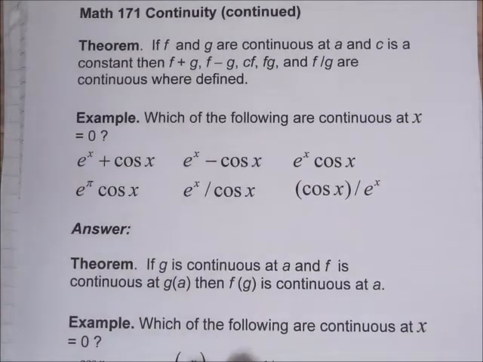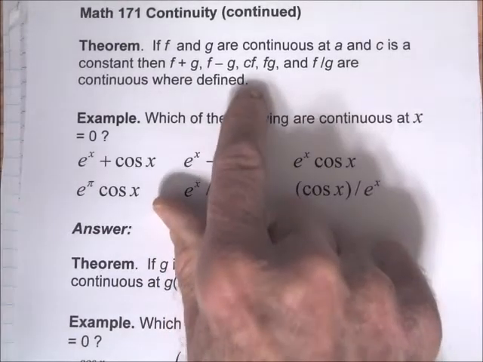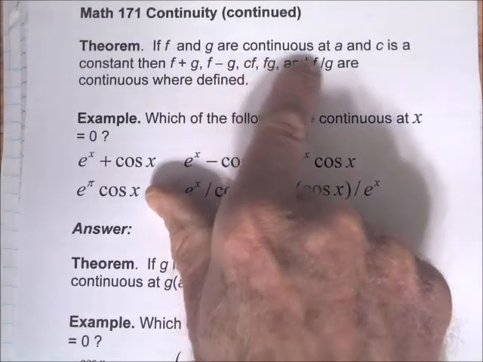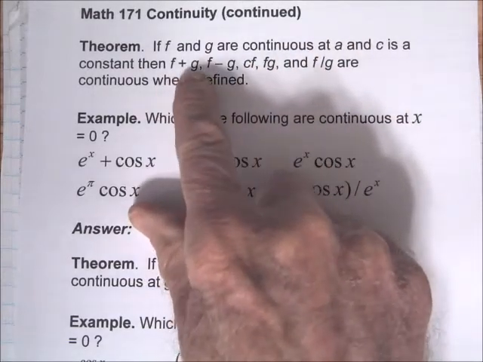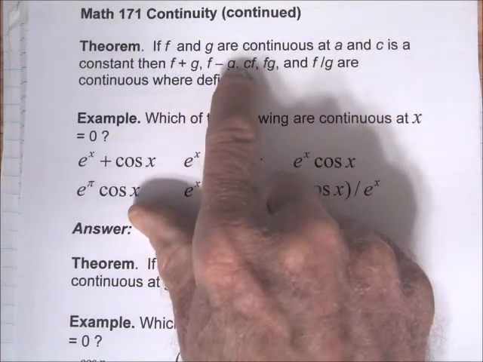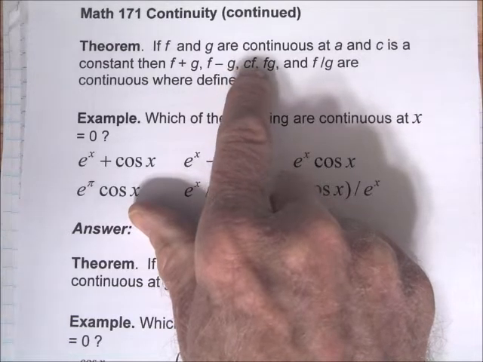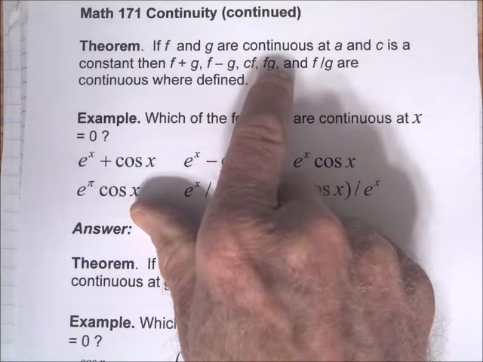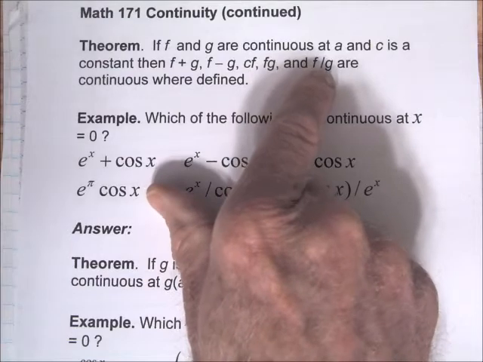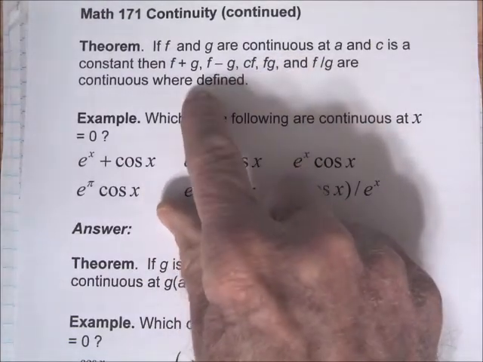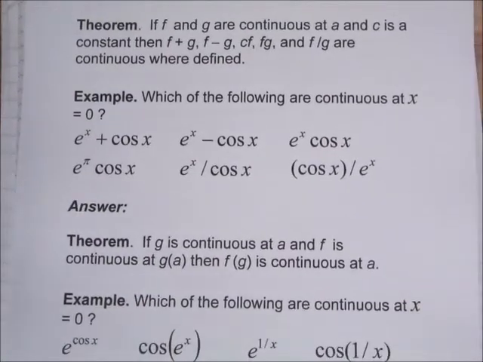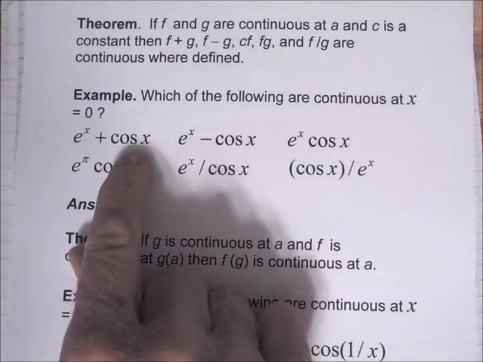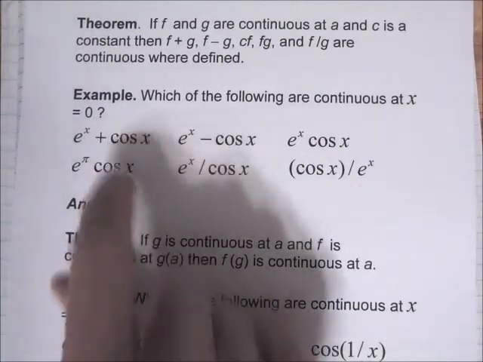Some of the properties of continuous functions: if f and g are continuous at a point a and c is a constant, then f plus g will be continuous, f minus g is continuous, the constant times f is continuous, f times g is continuous, and f divided by g is continuous where it's defined. Which of the following are continuous at x equals 0?